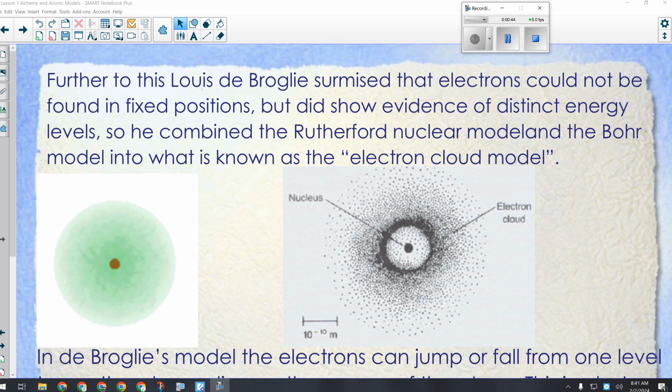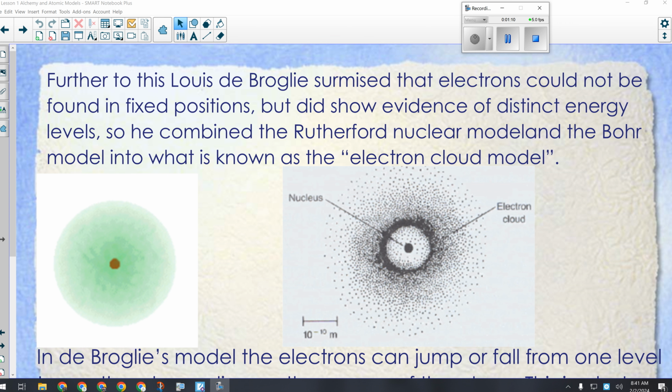Third point, atoms can combine in simple whole number ratios to form compounds. The whole number ratios part is important. There are never fractions of an atom in a compound. And fourth point, in a chemical reaction, atoms can be separated, they can be joined, they can be rearranged, but they can never be turned into atoms of another element. Those are the 4 points. Got to make sure we know those.